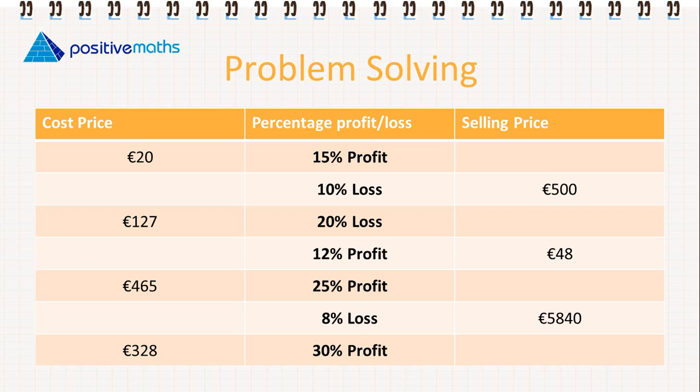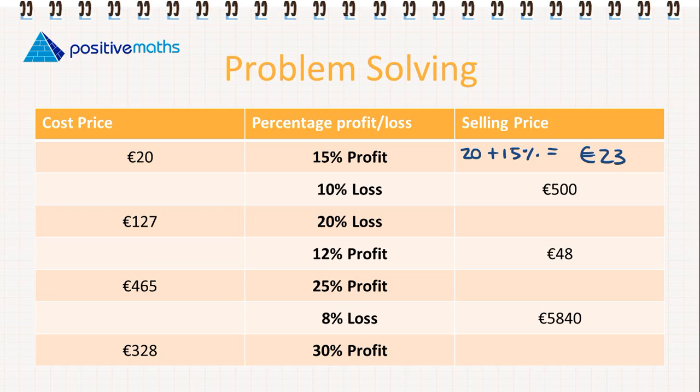Let's fill in some of the blanks on the table. So we have a cost price is €20. There was 15% profit made, so we have to calculate the selling price. So it's going to be 20 plus 15%. So the selling price is going to be €23.